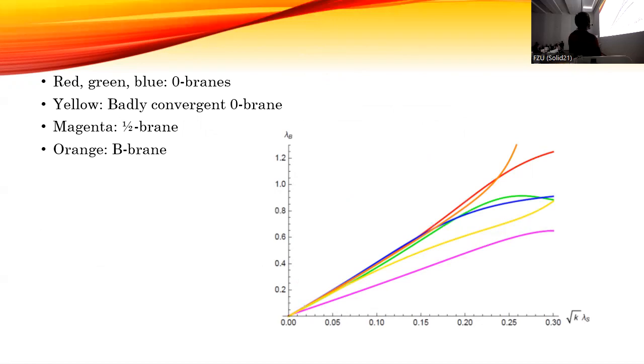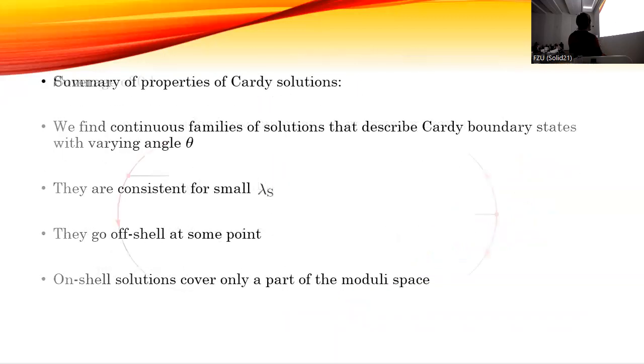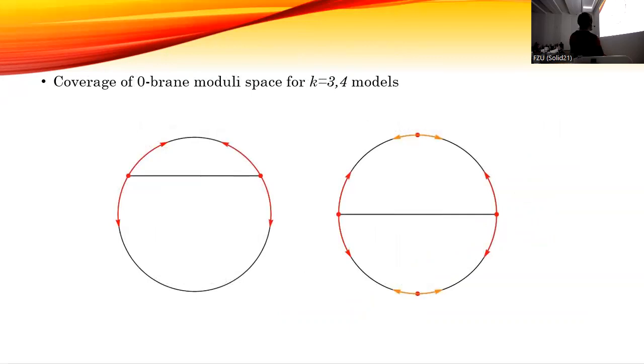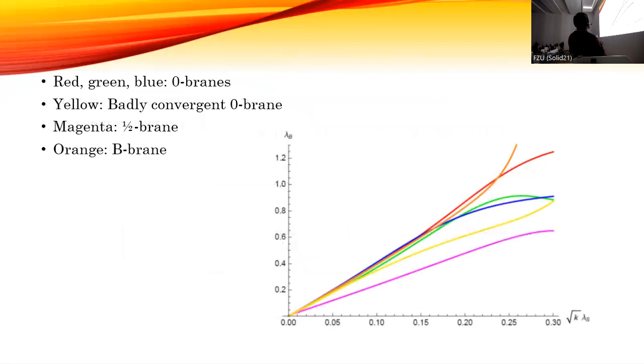Red, green, and blue curves are zero branes in the K equals 2, 3, and 4 models. You can see that all of them behave similarly. Of course, these are some fits, so the solutions go off shell somewhere, so the end of the curves is not relevant, but in the beginning they agree quite well. This yellow one is the solution which has really bad precision. It stays similar at first, but then it's different, and I'm not exactly sure whether it agrees with the others or not because of its lower precision.